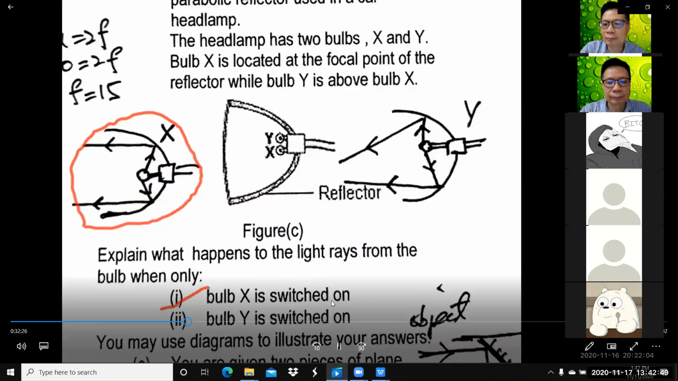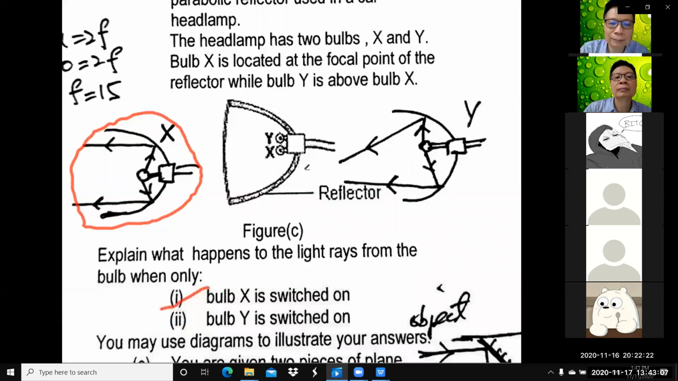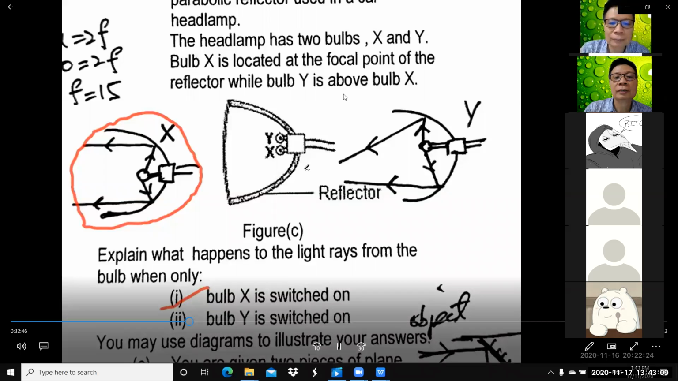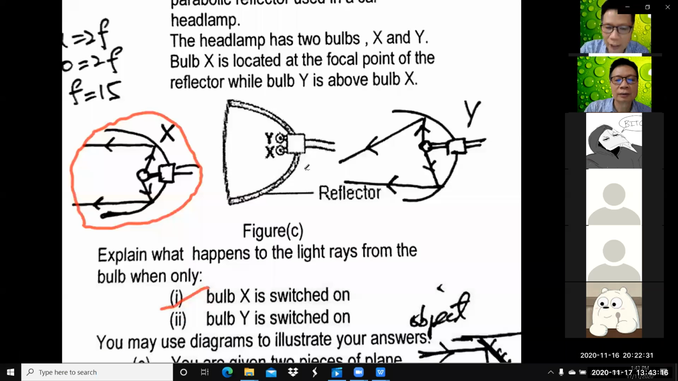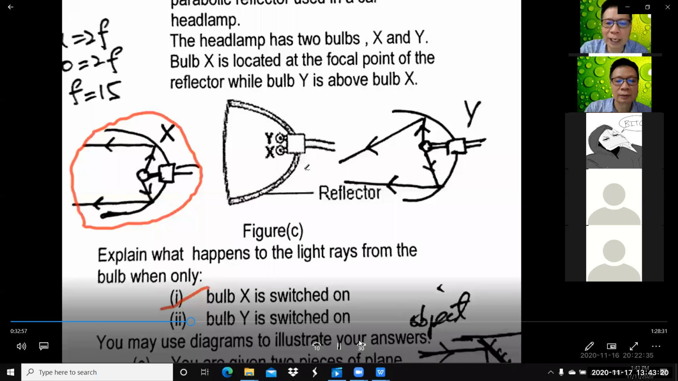Got the answer or not? Repeat when I ask you, so you read out your answer. Don't be so scared. Chao Xiang, are you there? Chao Xiang, can you read out your answer? When bulb X is switched on, the light is reflected by the reflector horizontally. Light travels longer distance. Therefore, bigger area is brightened. Yes, very good. Thank you very much, Chao Xiang.